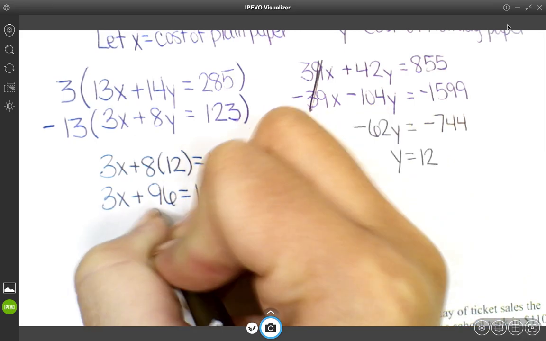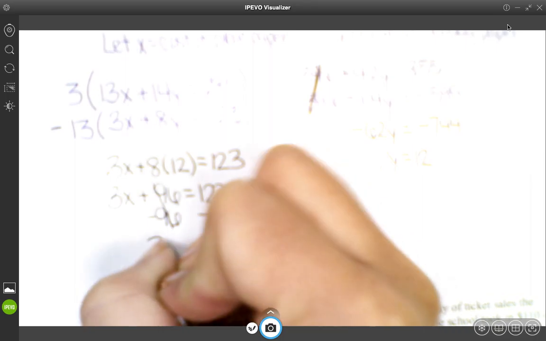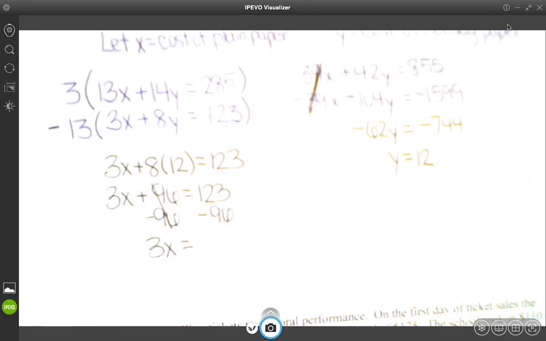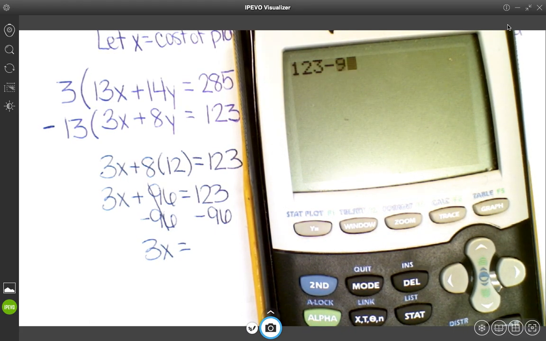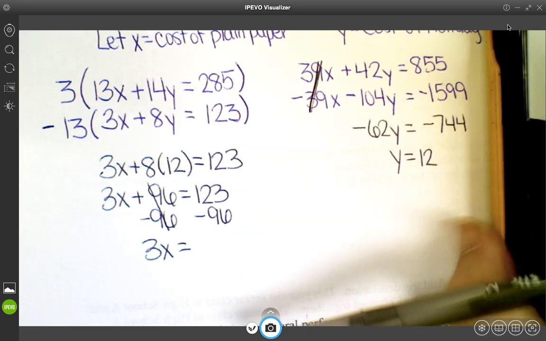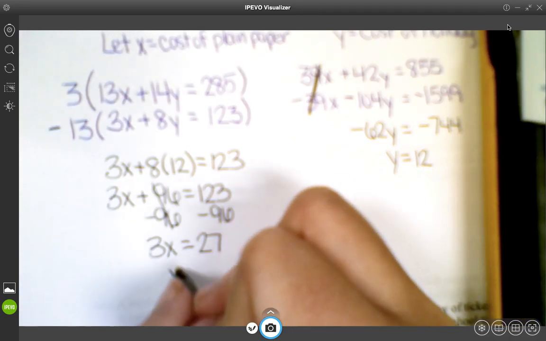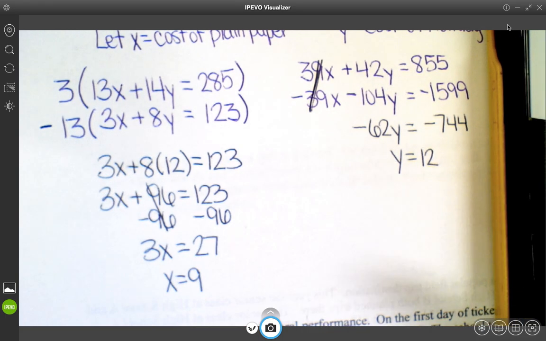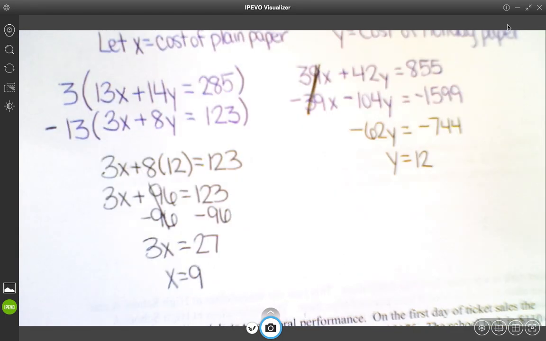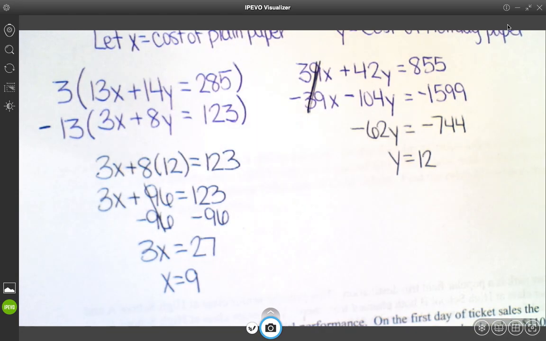And then subtract 96 from both sides. And then we're going to subtract 123 minus 96 to get 27. All right, when I divide by 3, what's my cost of the plain paper? 9.